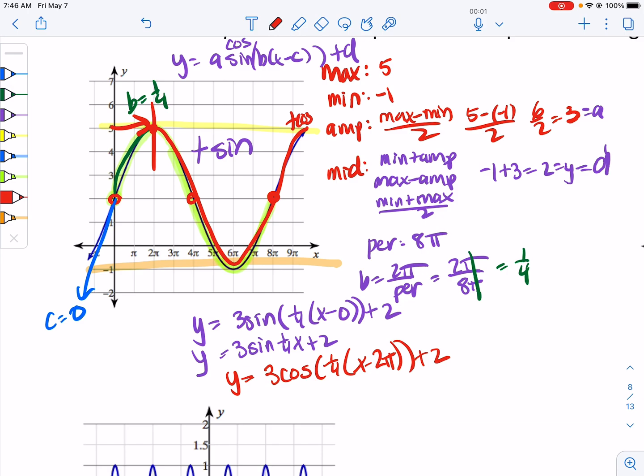Okay. I could have also chosen to write this as a negative sine wave and shifted right by 4 pi. Right? So there's a plethora of ways that you can write your equation. Since it's easiest to start at 0, my guess is most of you would prefer to start at 0 instead of shifting it over, but just be aware that that's a possibility.